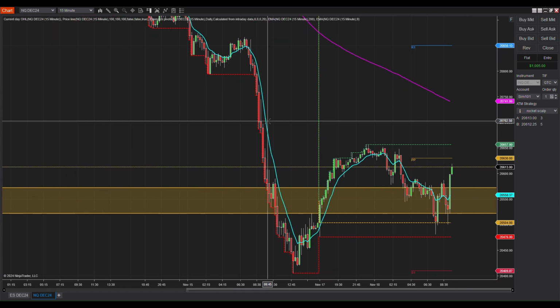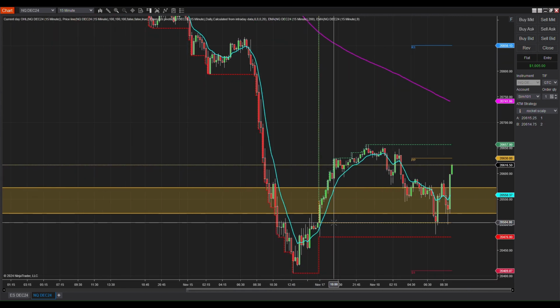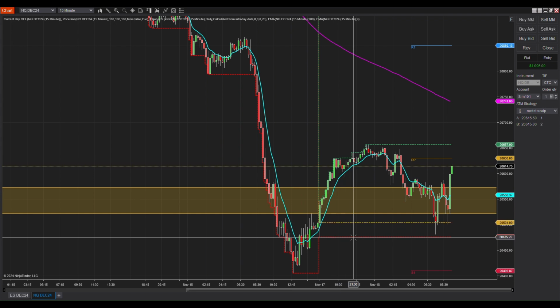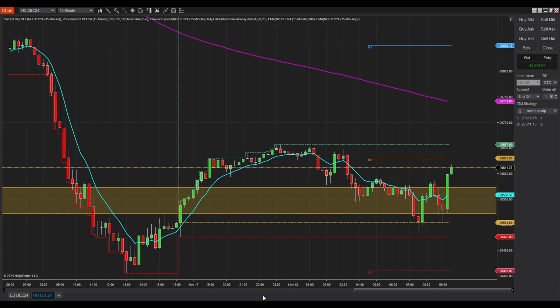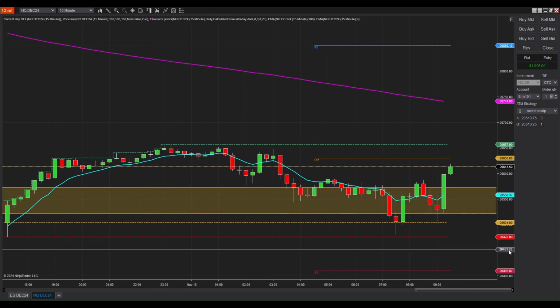As you can see, we had this move on Friday. And then we opened here. This is the low of the day. We went up. Then we came back down. That's the good thing about NQ. It gives you moves where you can get in and out of these trades.